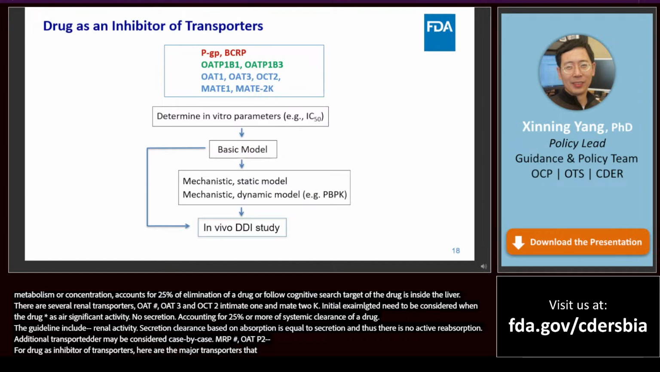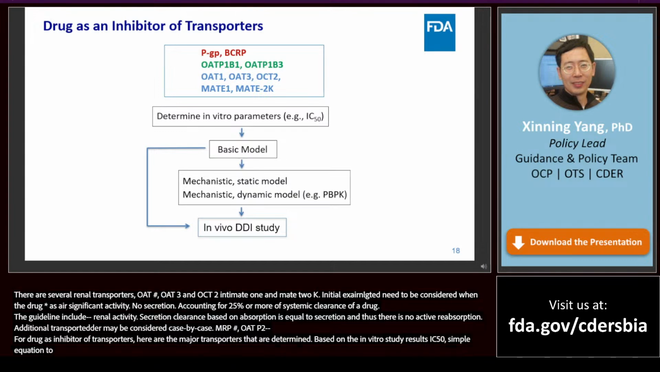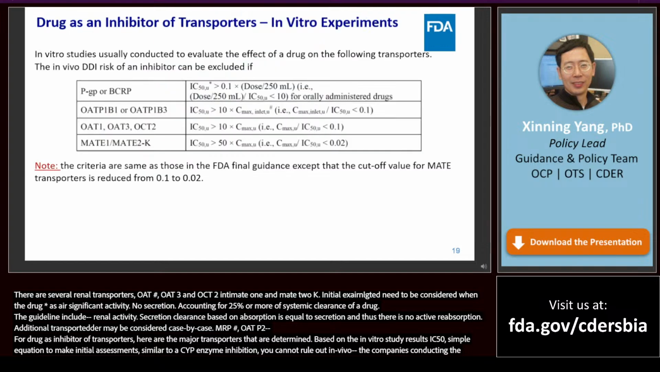And based on the in vitro study results, such as IC50, we will apply some simple equations to make an initial assessment. Similarly to CYP enzyme inhibition, if we cannot rule out the potential of in vivo interaction, the companies can either conduct a clinical DDI study or use a modeling approach to make further evaluation.